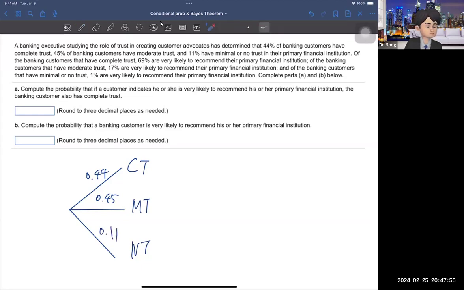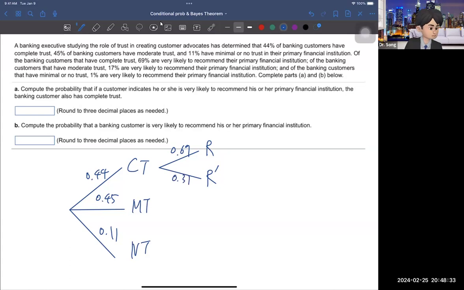And then of these banking customers that have complete trust, 69% are very likely to recommend their primary financial institution. So let's say that he or she is using Chase Bank and is a complete trust customer, then he or she wants to recommend their primary financial institution to their friends, neighborhood. That is 69%. So here, recommendation or no recommendation. So that is 69%, then automatically the probability they don't recommend is 31%.